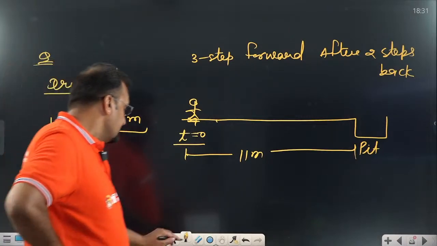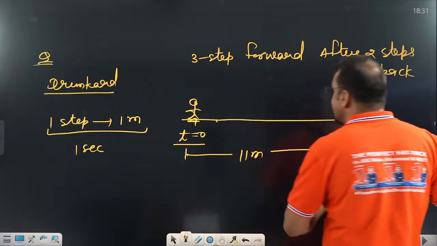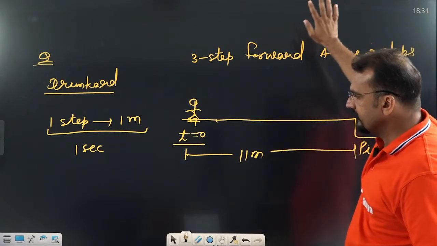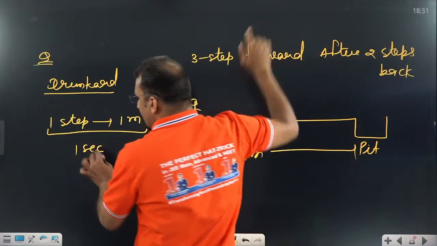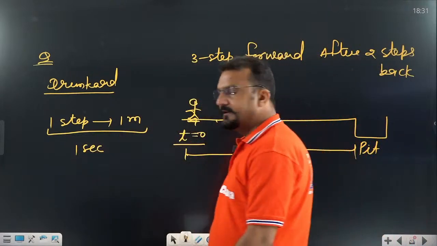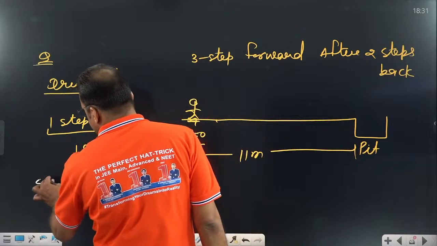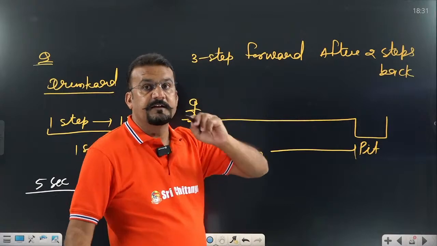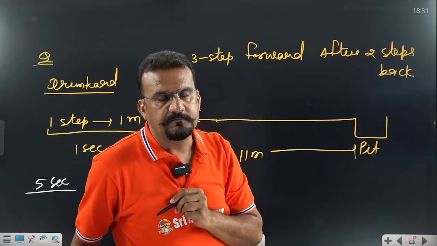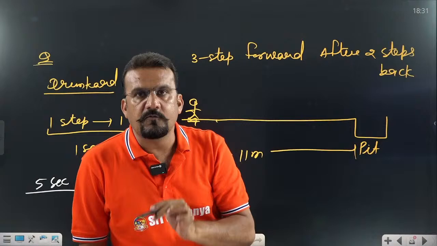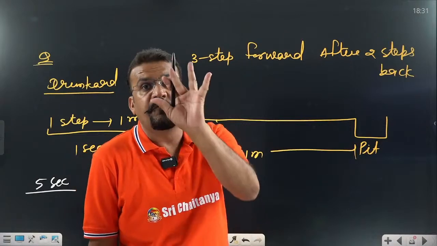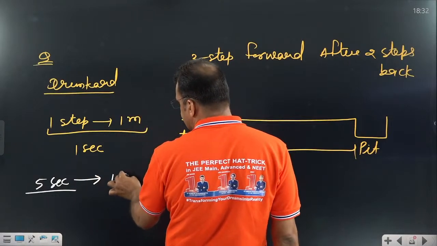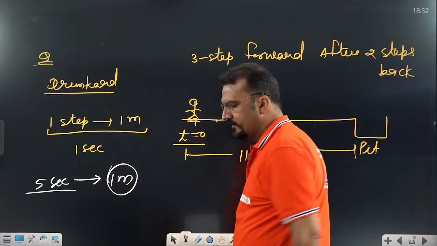See how to solve this question. You tell me, dear student, what is the meaning of 3 steps forward, 2 steps backward? If 1 step time is 1 second, that is 5 seconds. What is the position of the drunkard in 5 seconds? 3 seconds forward means 3 meter, then 2 seconds backward means 2 meter. That means in 5 seconds he is moving only 1 step forward, 1 meter.